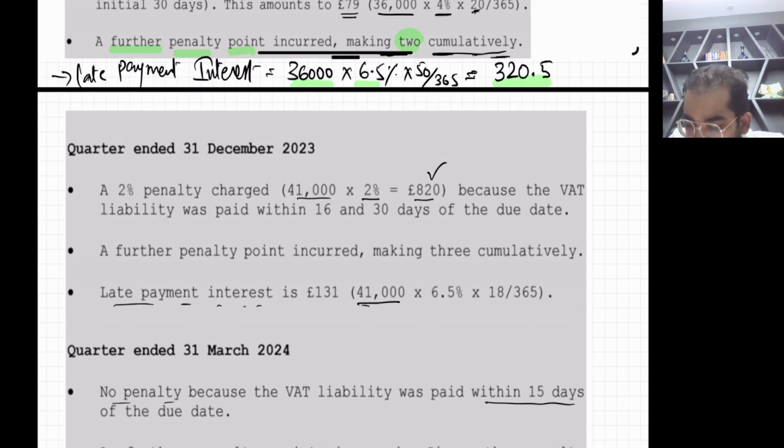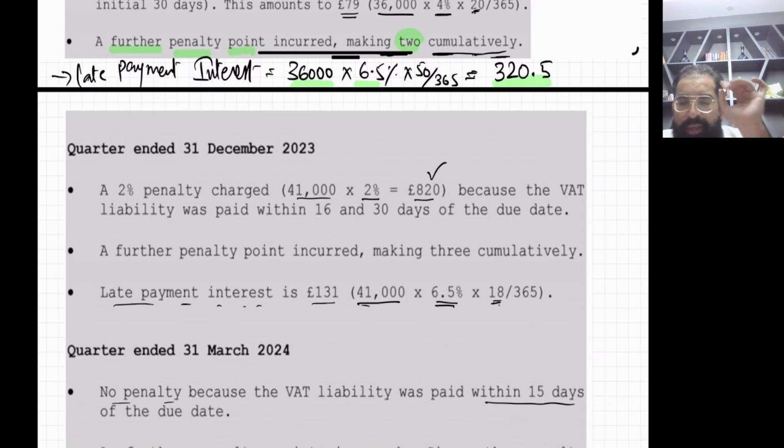So 41,000, and the late payment interest rate is 6.5% per annum. Per annum means 365 days, and as you are 18 days late, so 18 upon 365. So the answer is 131 pounds.